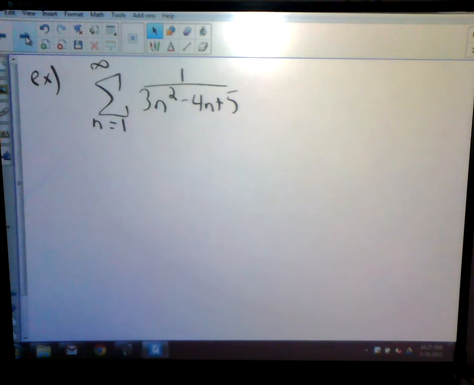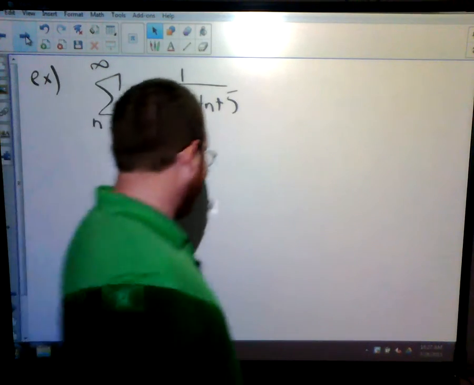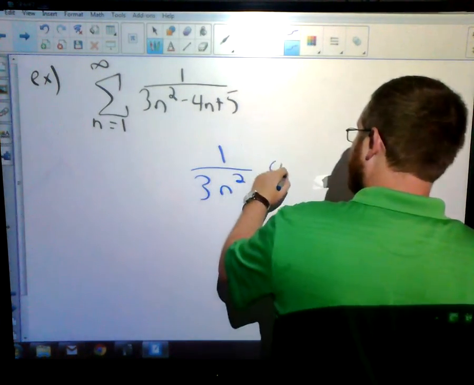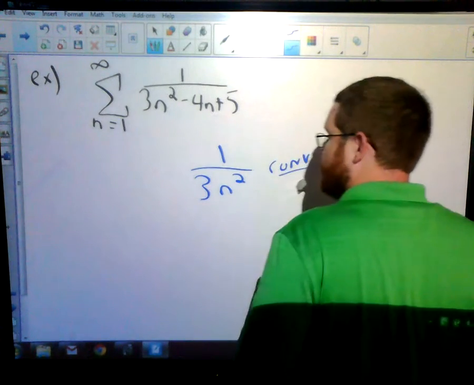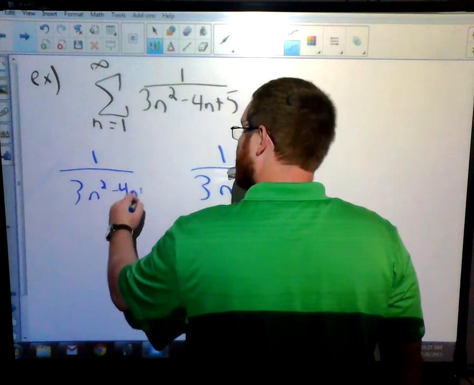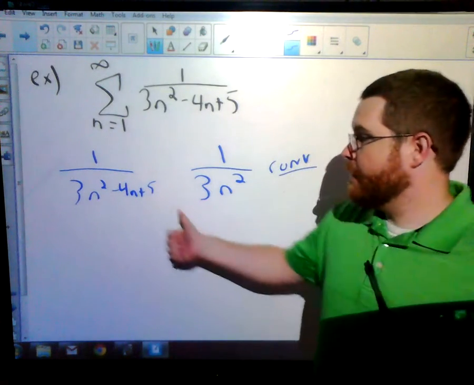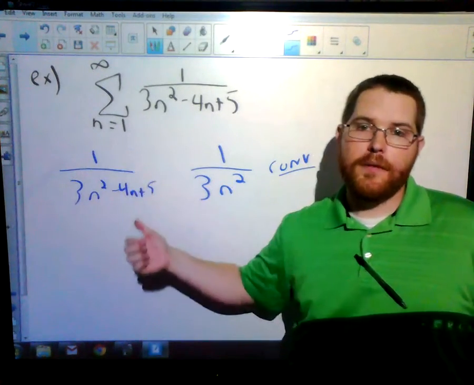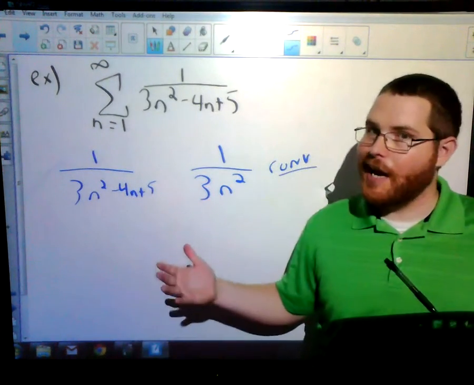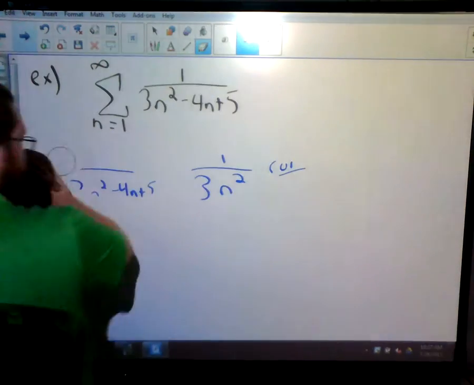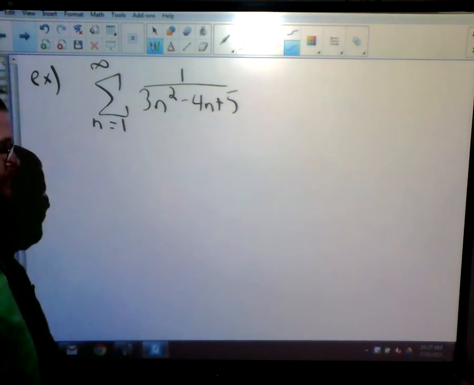Let's take a look at this. What should I compare this to? Well, I can't compare it to 1 over 3n squared. I know 1 over 3n squared converges. It's a p-series. But I don't know which of these two is bigger. If that was all addition, then that bottom would be bigger, which makes it smaller. But because it's got addition and subtraction, I don't know. So I cannot do direct comparison. Direct comparison does not work here.